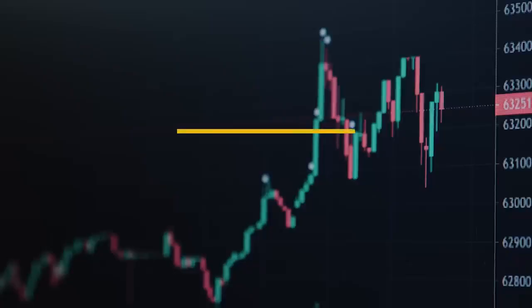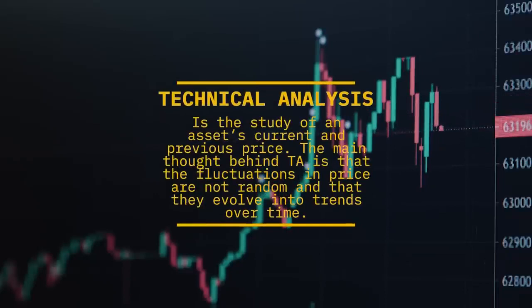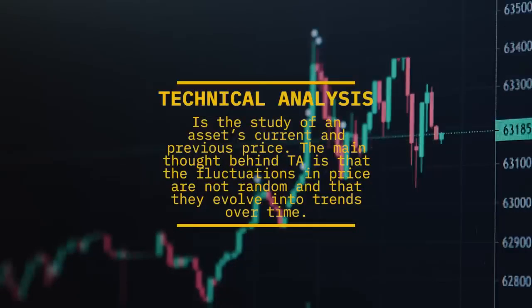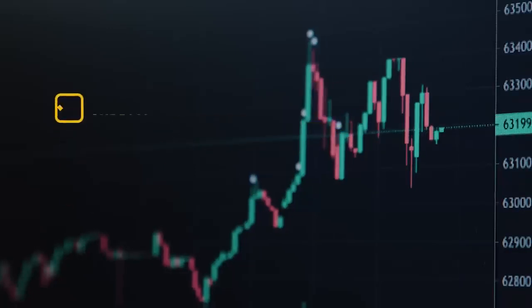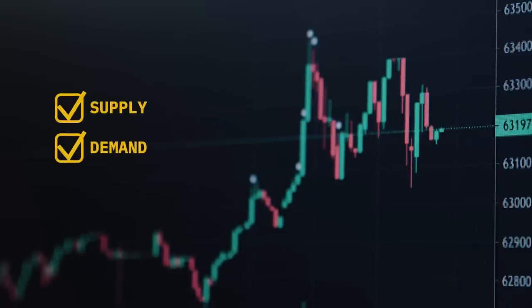It's like pattern recognition. The best technical analysts have seen countless scenarios play out multiple times. So when a familiar situation starts appearing on a chart, analysts feel confident that they know what's going to happen next. Technical analysis is basically the study of an asset's current and previous price. The main thought behind technical analysis is that fluctuations in the price are not random and that they evolve into trends over time.